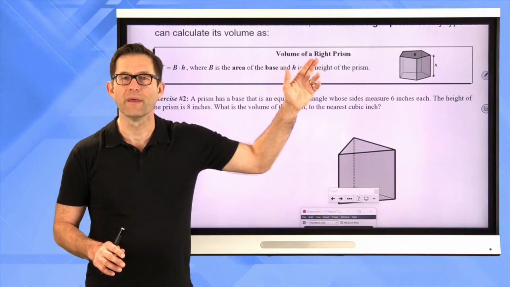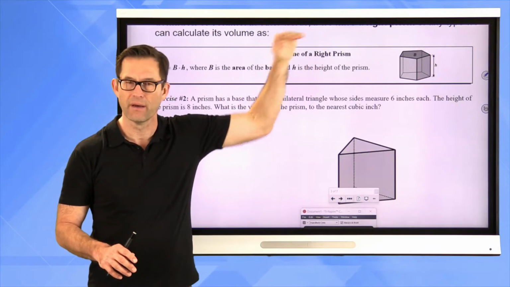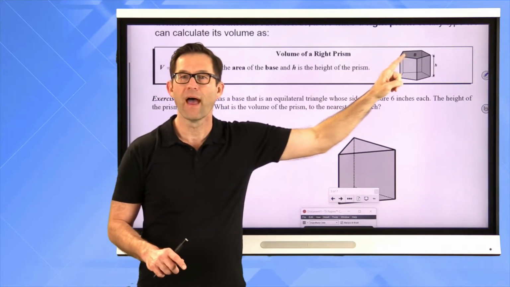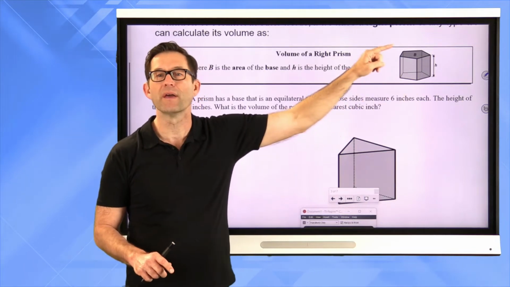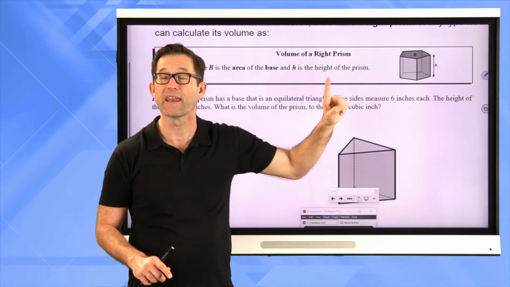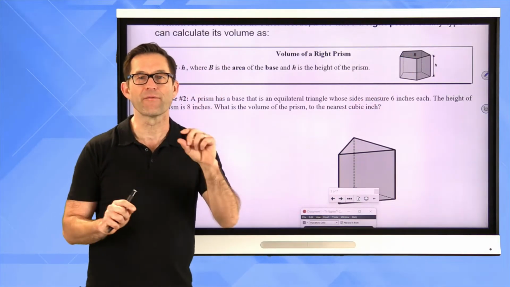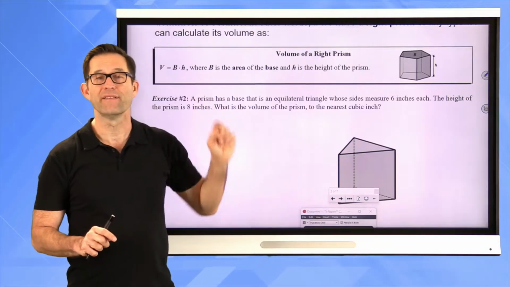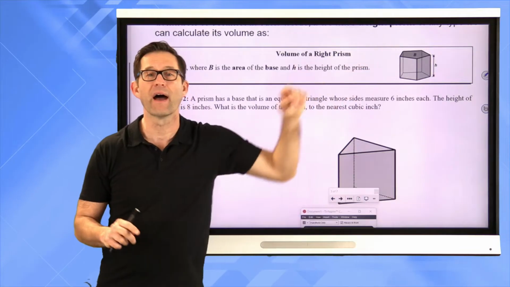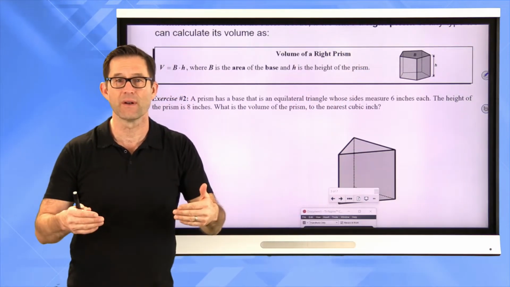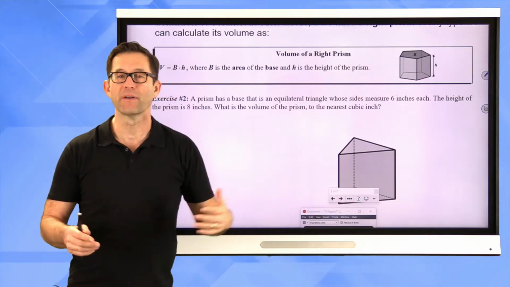Remember, a prism is an object that has a constant cross-sectional area. The top and the bottom are the same, and if it's a right prism, we just go up perpendicular between the two bases. And again, the area of that base is going to tell us how many cubes sit on the first level. The height will then tell me how many levels I have. So as long as I can figure out the area of that constant cross-section, I can then multiply it by the dimension that is perpendicular to it to get my total volume.